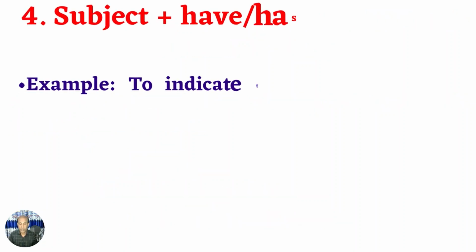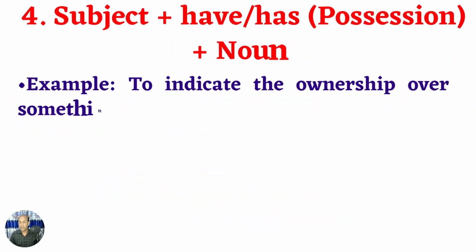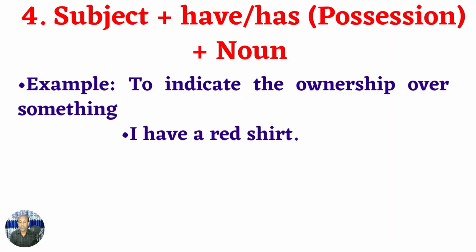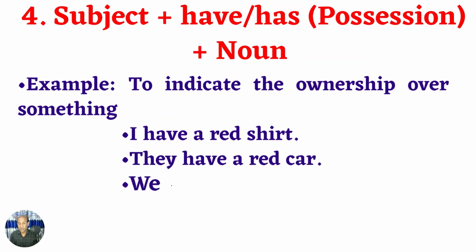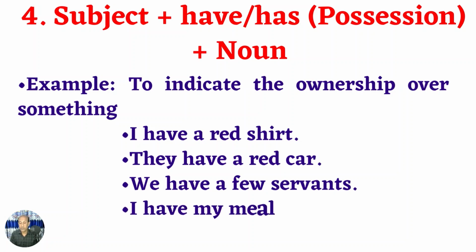Structure number 4: subject plus have/has, possession, plus noun. To indicate ownership over something, we use to have as the main verb. I have a red shirt. They have a red car. We have a few servants. I have my meal at my home.